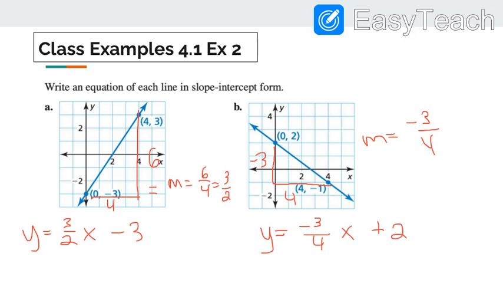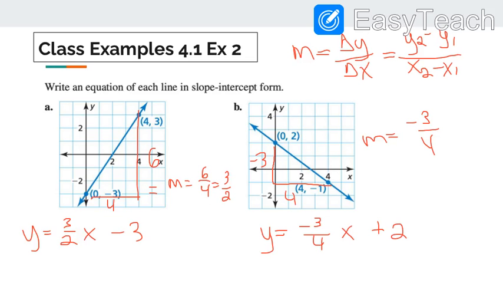Just as a reminder, slope is always the change in y over the change in x, which is sometimes given as y2 minus y1 over x2 minus x1. Write that down if that helps you out in remembering this.